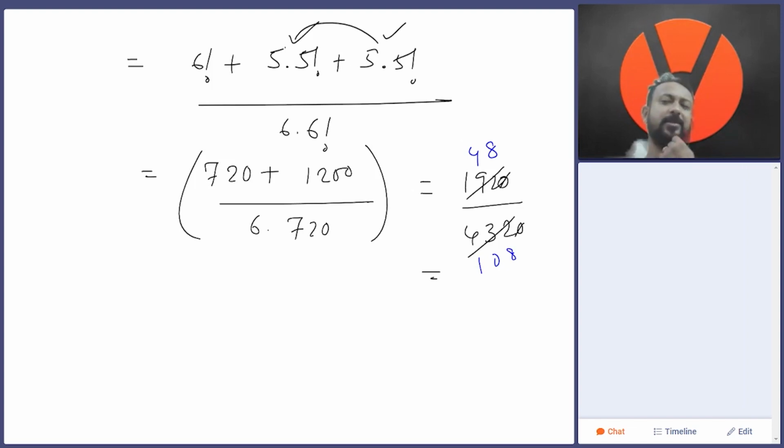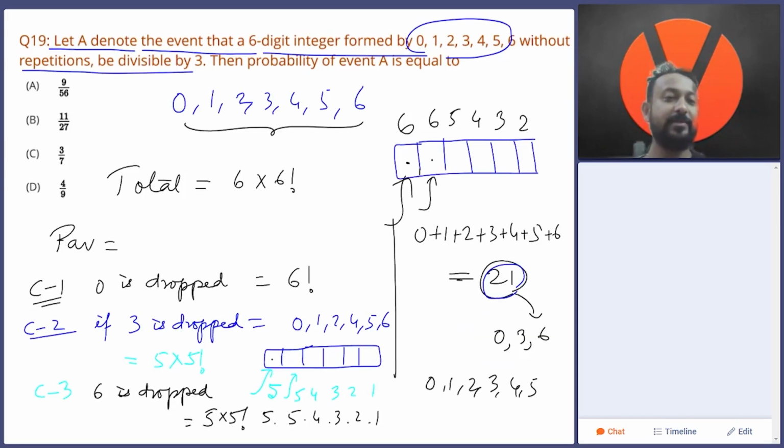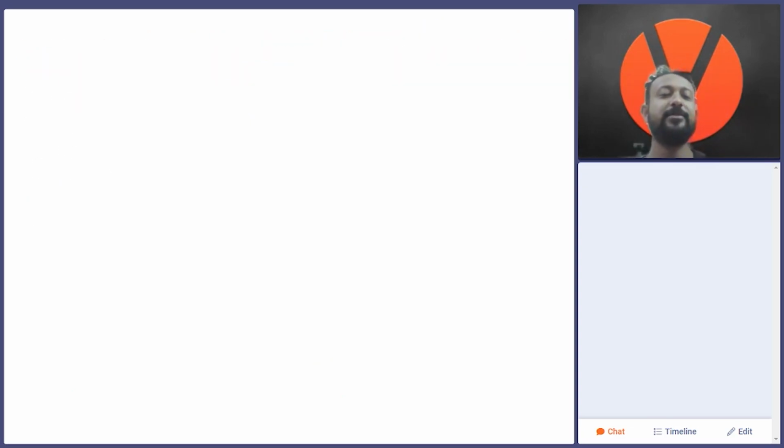108, yes. I think 48. Yes, I think 12 fours are and 12 nines are. I think 4 by 9 is the correct answer. Let's check whether 4 by 9 is there. 4 by 9, yes, it is there. I think D for donkey again is the correct answer. Yes, sir, got it. Great.